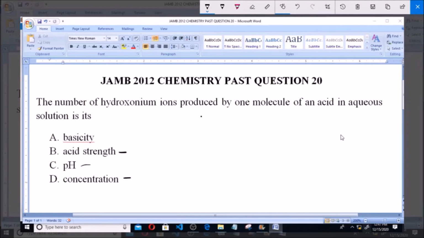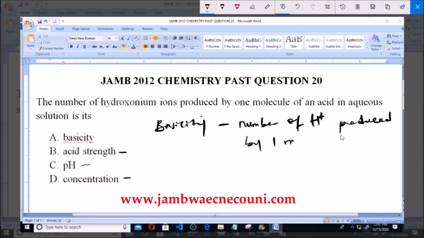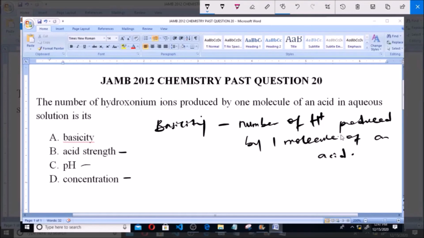Now looking at basicity of an acid, basicity of an acid simply refers to the number of hydrogen ions produced by one molecule of an acid. Now an acid will always produce a hydrogen ion as its only positive ion, but when this acid is placed in an aqueous solution, it will produce hydronium ion. So it simply means that the number of hydrogen ions produced by one molecule of an acid is also equivalent to the number of hydronium ions produced by that same acid in an aqueous solution, and that refers to the basicity of that acid, making option A correct.